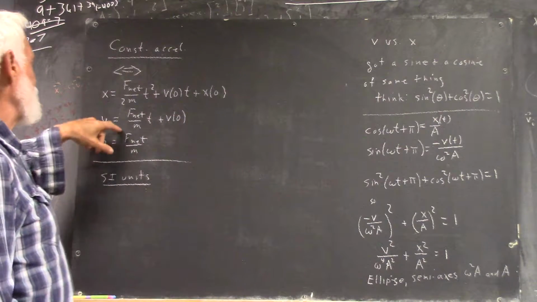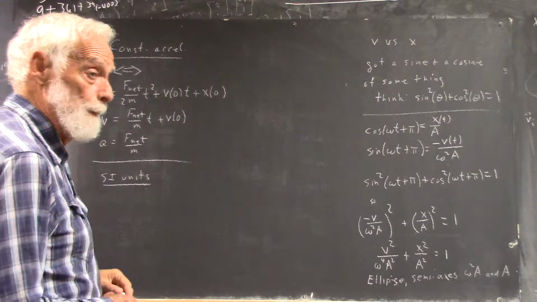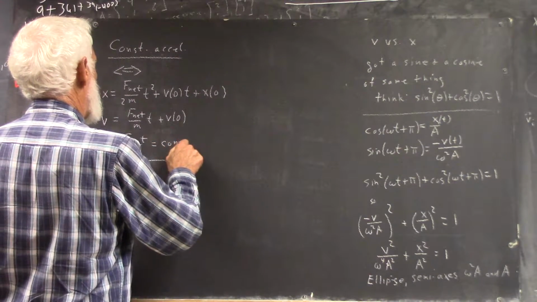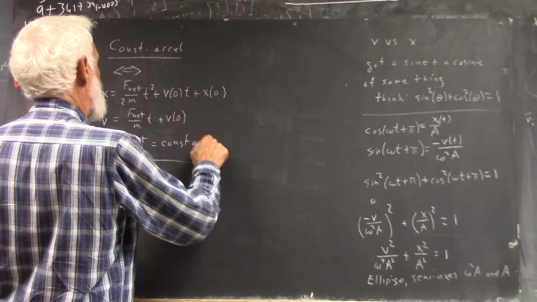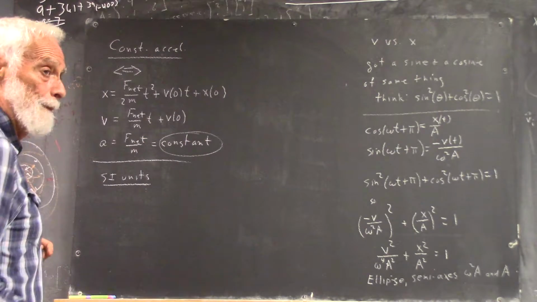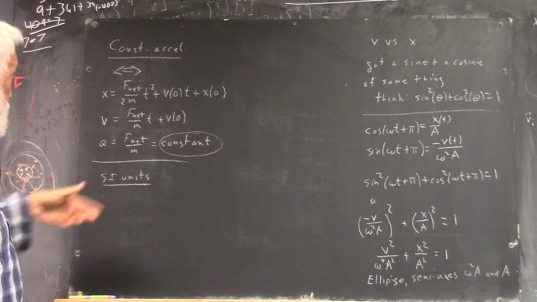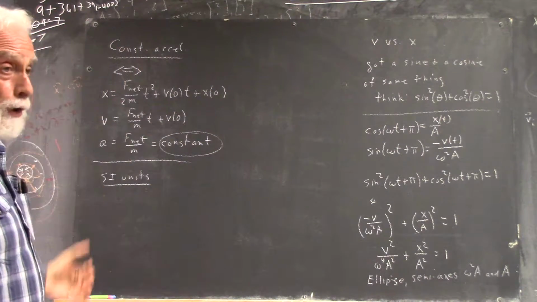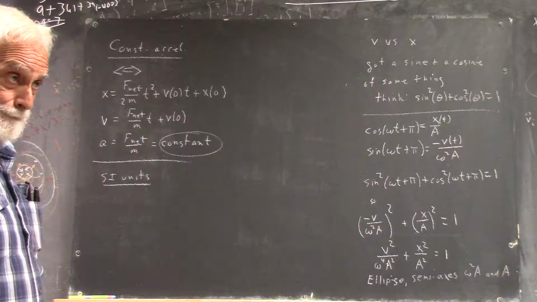Now, I've got acceleration as F net over m, and I better also say this is constant. Because if I don't say that, it's not true anymore, because you have an F net over m for a pendulum, and these equations sure don't apply to a pendulum.